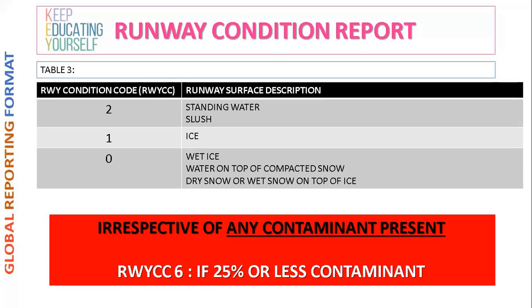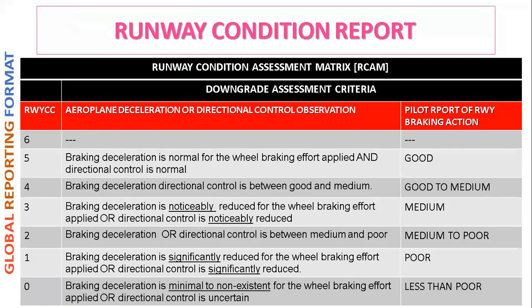Now there is one exception. Irrespective of any contaminant present, as I have told you previously, the percentage and the depth coverage is conditional. Now this condition is also there. We have to simply give runway condition code 6. Even if wet ice is on the runway, but that contaminate, if it is 25% or less, if it is satisfying this condition, that contaminate is 25% or less, we have to simply put runway condition code 6, even if it is wet ice. Now this you have to remember.